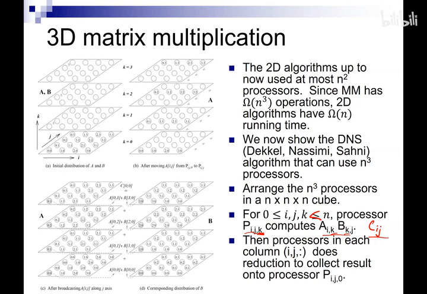And the way the processors are going to be distributed is that we have this cube. The vertical direction here is the k direction, and these are the i and j directions. So if you look at the different layers over here, the different processors are going to have these different a_ik times b_kj values in the different layers.